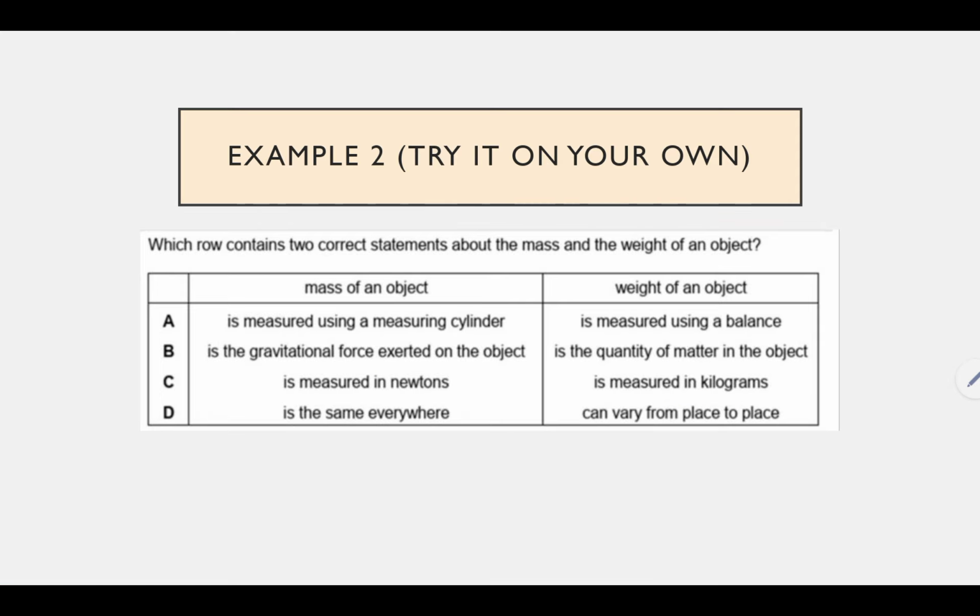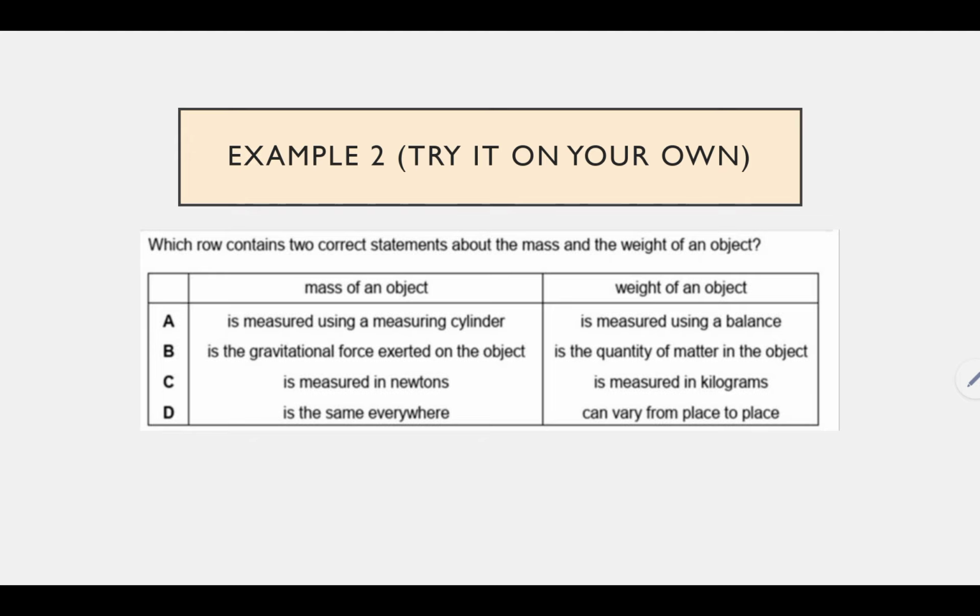Let's try this example. Pause the video, try it on your own, then unpause. Which row contains two correct statements about the mass and the weight of an object? A. The mass of the object is measured using a measuring cylinder and the weight is measured using a balance. Of course, this is not correct because we use a measuring cylinder to find the volume and we use a balance to measure the mass.